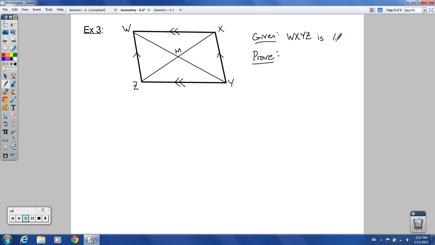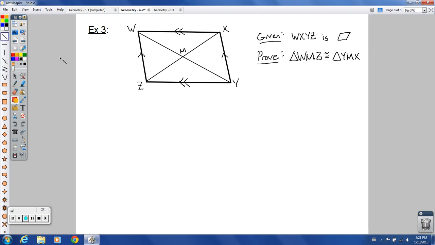We're going to assume that WXYZ is a parallelogram. Okay, so that's already in there. We got the arrows there. Opposite sides are parallel. We're going to try to prove that triangle WMZ is congruent to triangle YMX. So if you look at the picture, WMZ, that's this one right here, we're trying to prove that that's the same as YMX. So why don't we use our different color and kind of highlight that first.